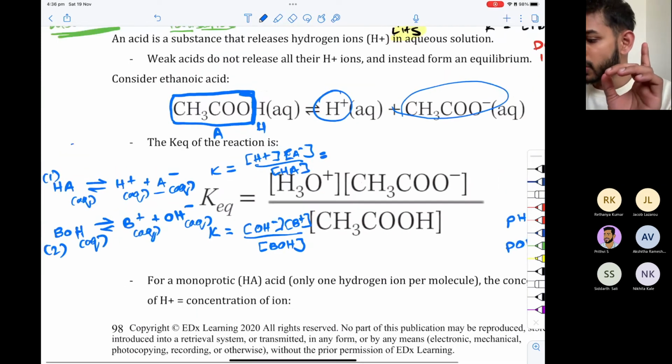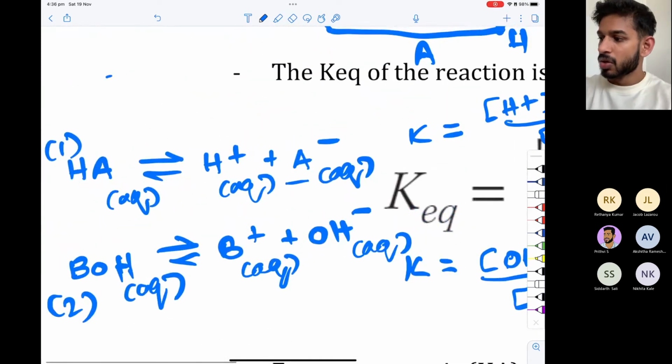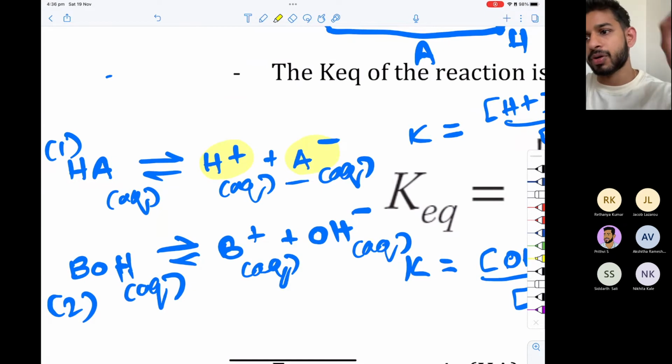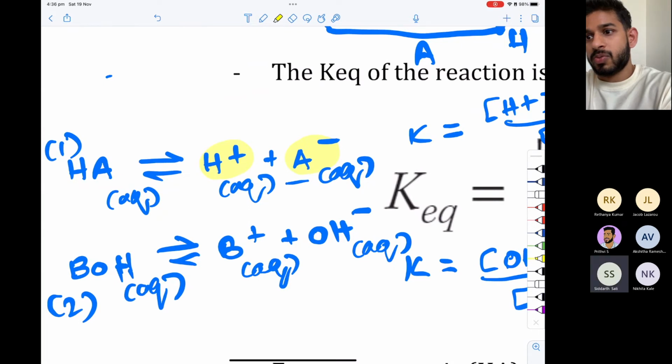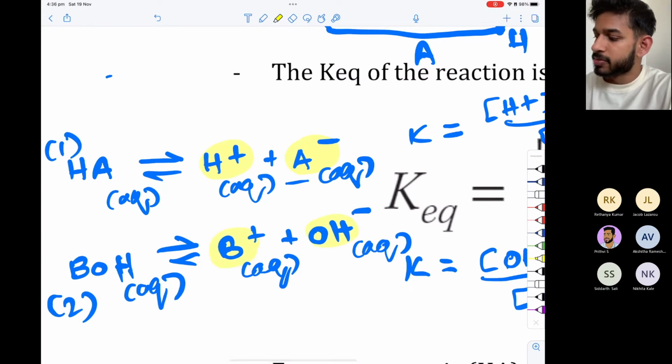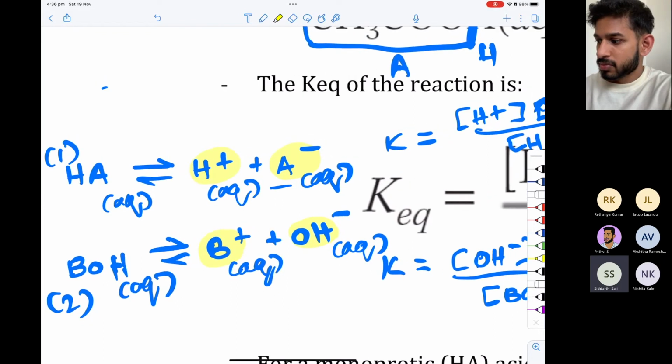So I want to ask all of you, what is the relationship between the concentration of H plus and the concentration of A minus if I put an acid HA in water? Just think about it. I put 1 mole of acid HA in a liter of water. They're equivalent. Equivalent, exactly. So I can say they're equal. What about B and OH? I could say the same thing.